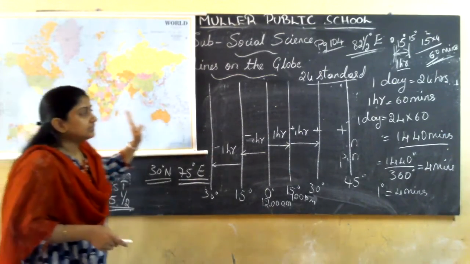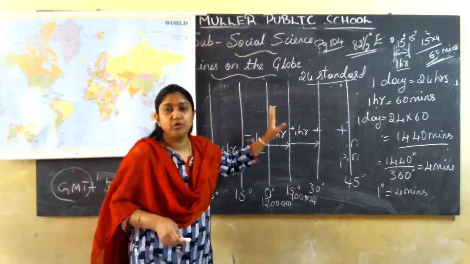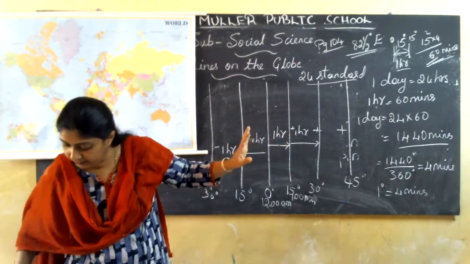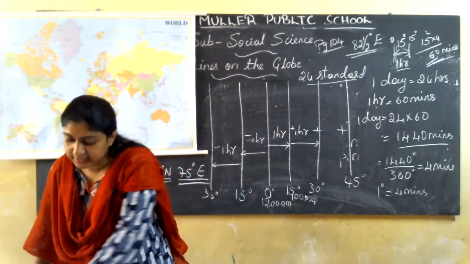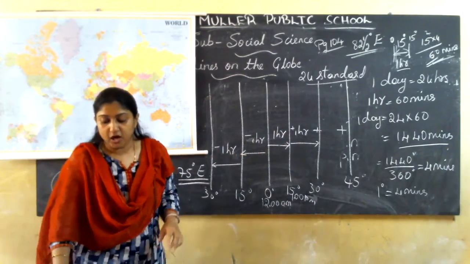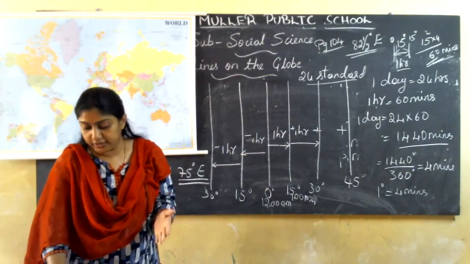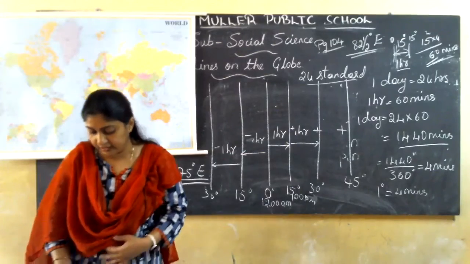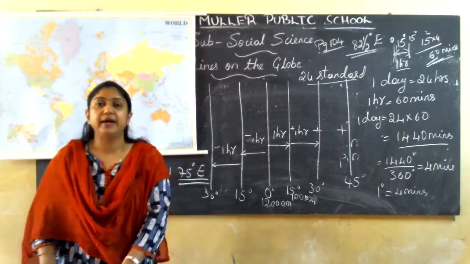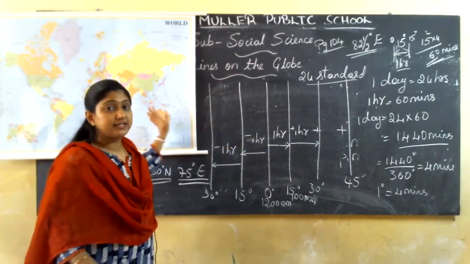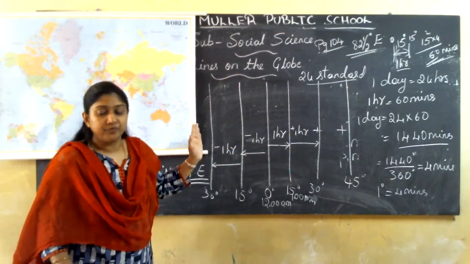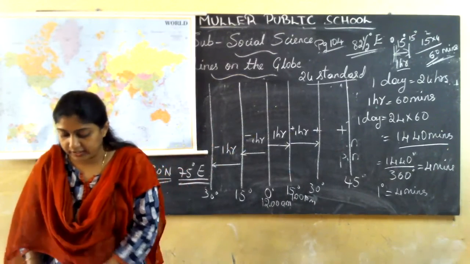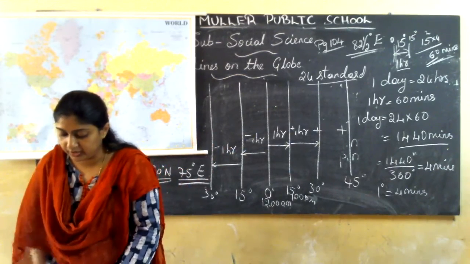So in the next class, I'll teach you still more precisely, when we take up the International Date Line and how to calculate time using the lines of longitude. We'll take the Tokyo example, and the New York example is given in your textbook. We'll calculate how exactly the time is calculated. So read the chapter till here, the entire chapter.